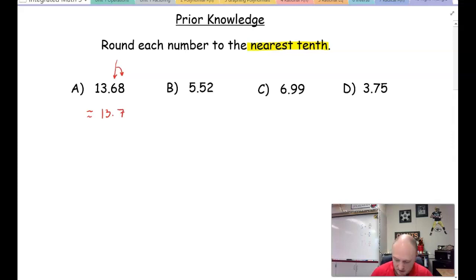All right, B. Again, I need to round to the nearest tenth, so I'm going to look next door. 2, is that 5 or more or 4 or less? 4 or less, so this is approximately 5.5.